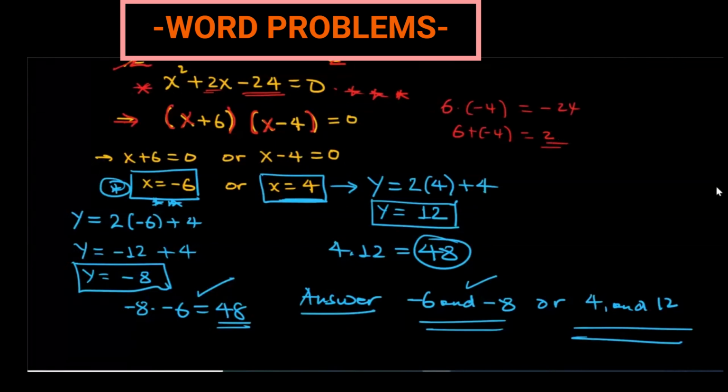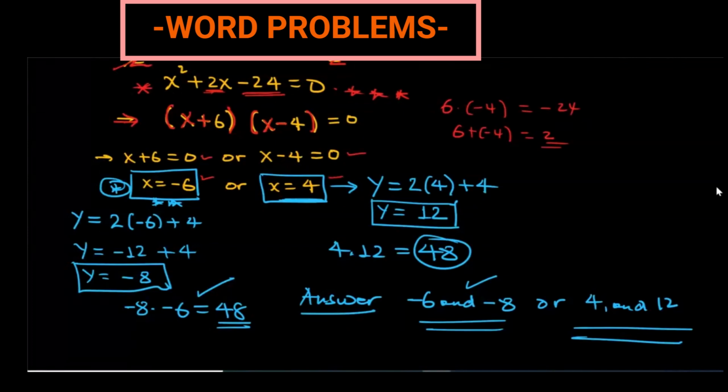So I need those 2 numbers for 2 and for 24: 6 positive and then 4 negative. Plus 6, look at that, plus 6 and then minus 4. Very good. Now solve the x value. Always the x value is the opposite of that number. That means x plus 6 is equal to 0, or x minus 4 is equal to 0. Solve: x is equal to negative 6 or x is equal to 4.